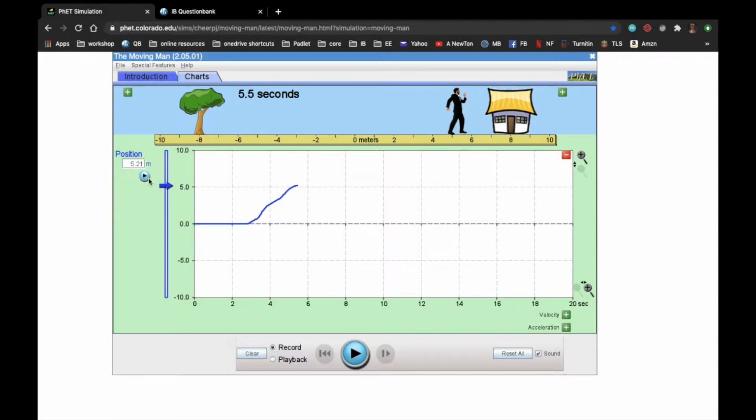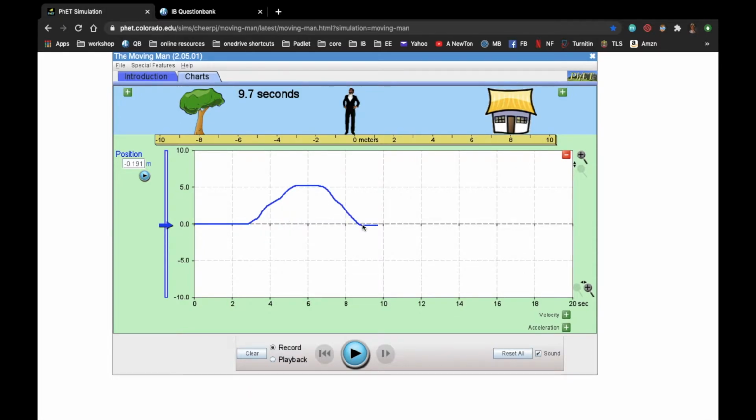If I want to bring him back, I can bring him back slowly to the equilibrium position, and he waits. So when motion is forward, this position graph goes up. If motion is backward, this line comes back down because this is backward. That's how you see direction on a position time graph. It can also tell you how fast the motion is.